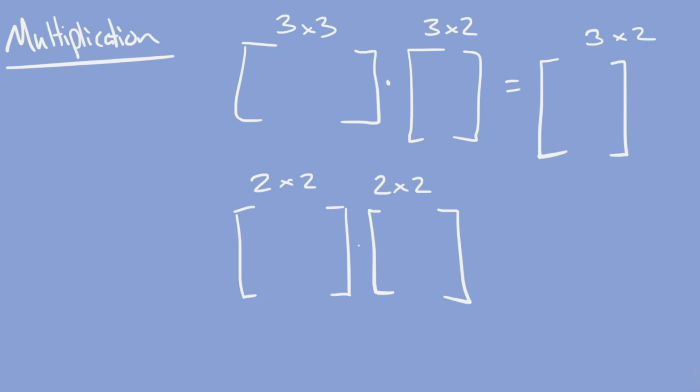And you can see, once again, this is valid because the number of columns is the same as the number of rows. The columns on the first matrix are the same as the rows on the second matrix. And the size is going to be these two values. So you can see this is just 2 by 2 multiplied by 2 by 2 gives you 2 by 2.